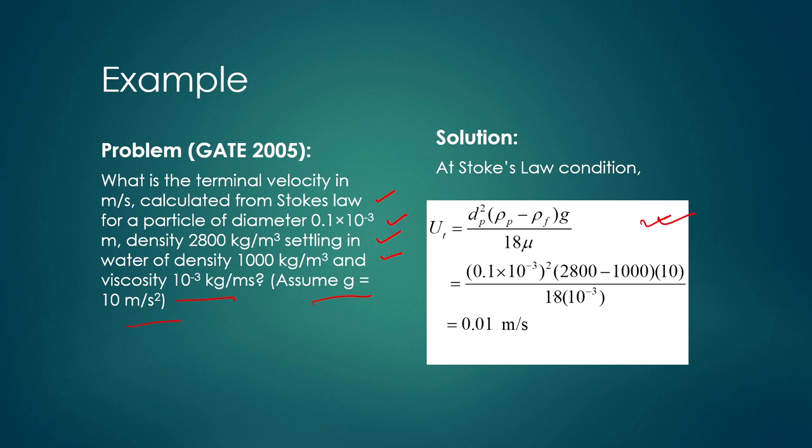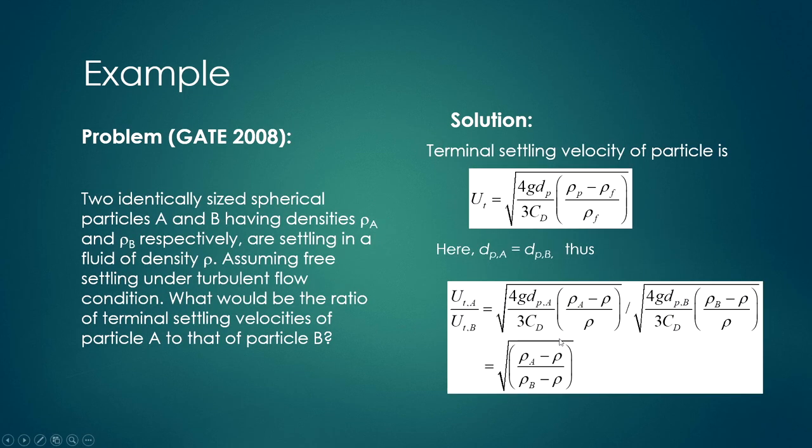So after substitution of all parameters here, you will get this terminal velocity as 0.01. Again, another example is given for the calculation of terminal velocity and comparison of terminal velocity of two types of particles.